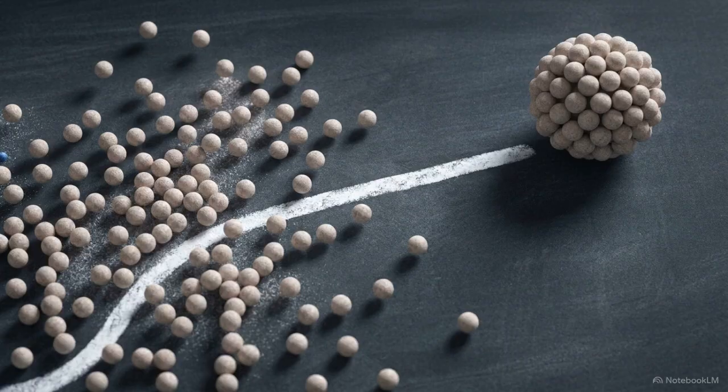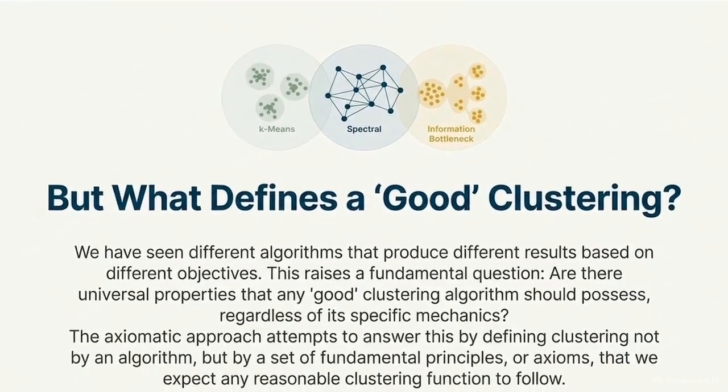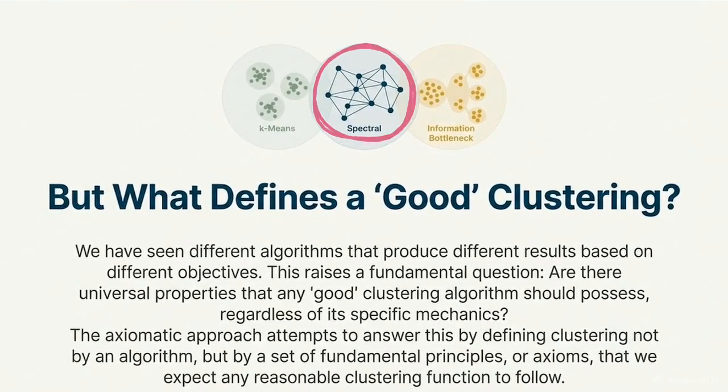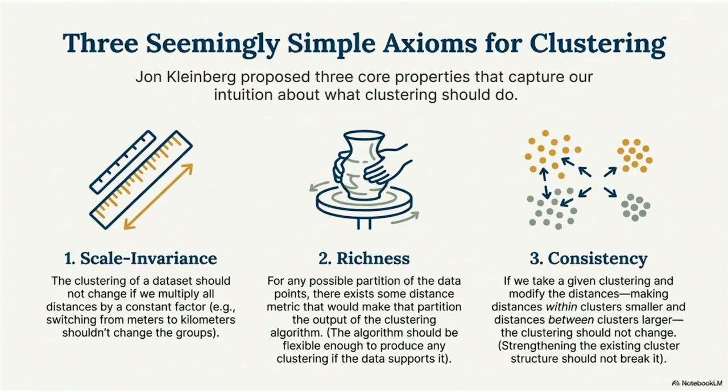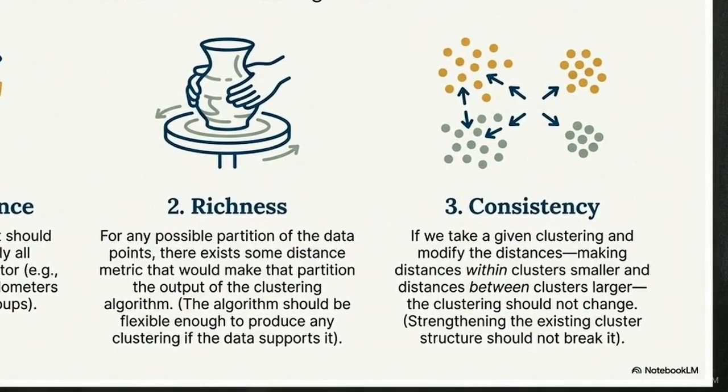We have seen different algorithms produce different results based on their specific objectives. This raises a fundamental question. Is there a universal standard or a set of axioms that every good clustering algorithm should possess? John Kleinberg proposed 3 core properties capturing our intuition about how algorithms should behave: scale invariance, richness, and consistency. Multiplying distances by a constant shouldn't change groups. Every partition should be possible, and tightening internal distances shouldn't break existing structures.